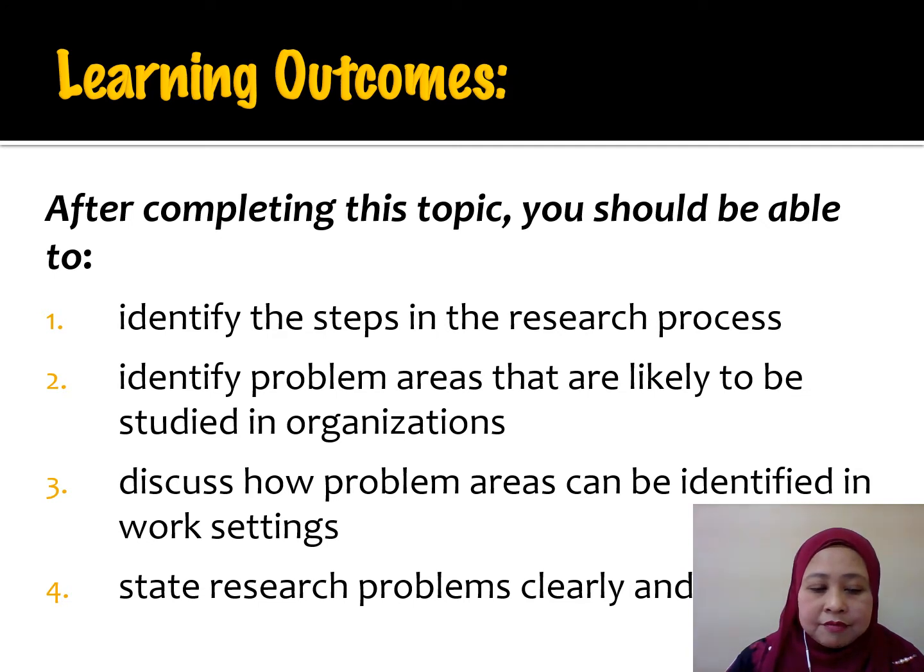There are 5 learning outcomes for this topic. The first one, once you complete this topic, you'll be able to identify the steps in the research process. You will identify problem areas that are likely to be studied, and discuss how problem areas can be identified in the work setting, and also you'll be able to write your research problem clearly and precisely.